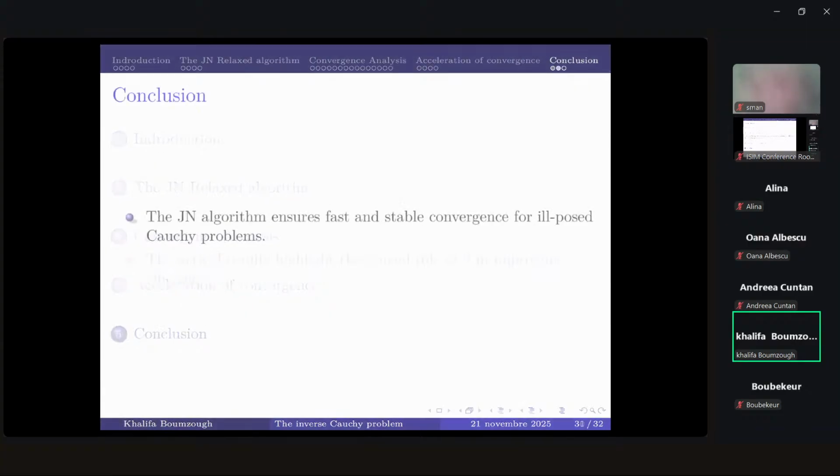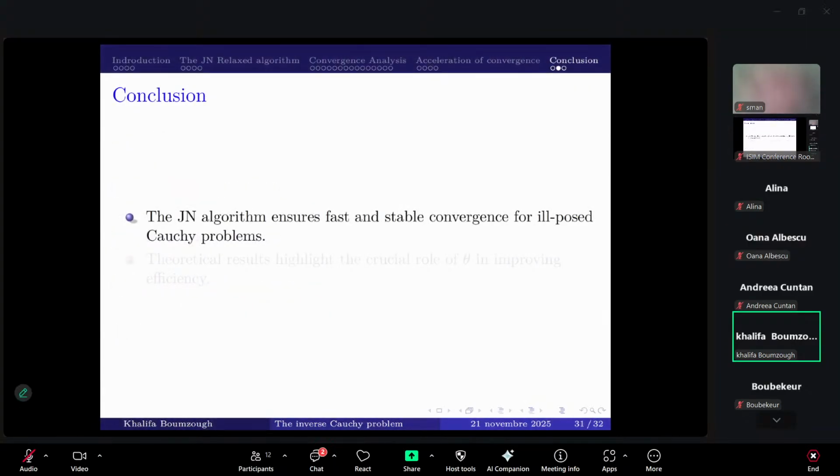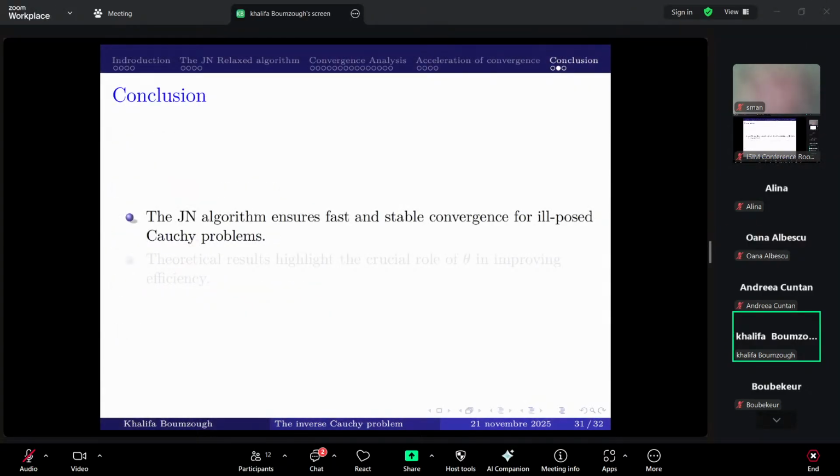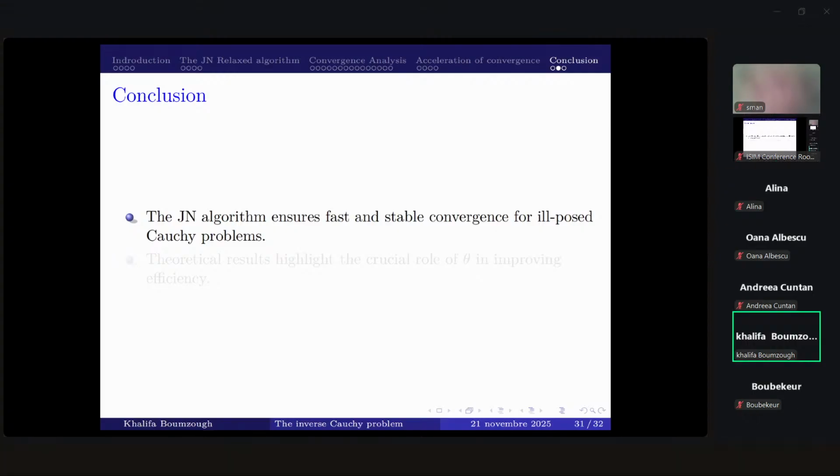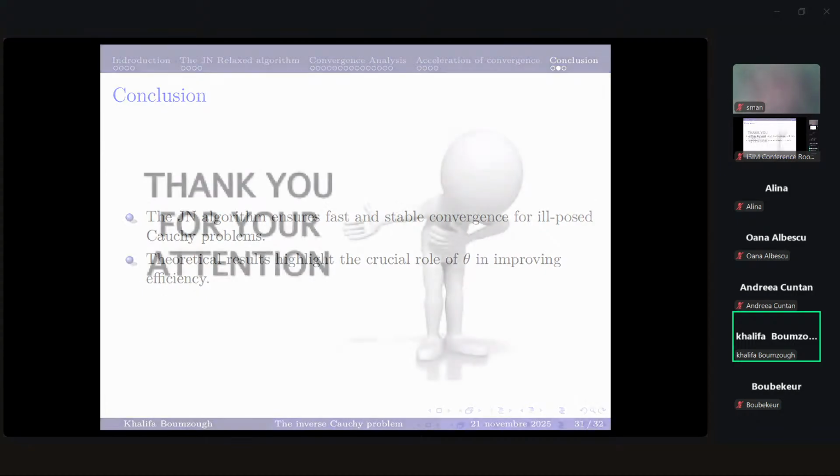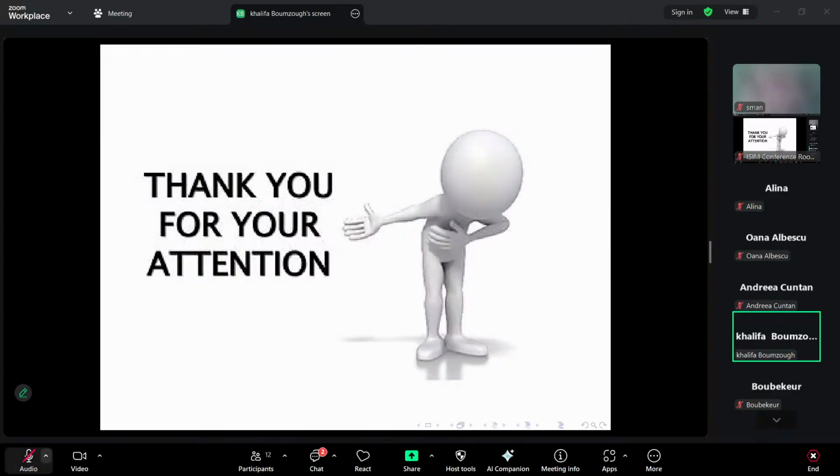As a conclusion, we can conclude the GN-Relax algorithm ensures fast and stable convergence for ill-posed Cauchy problems. The theoretical result highlights its important role in improving data efficiency. Thank you for your attention.